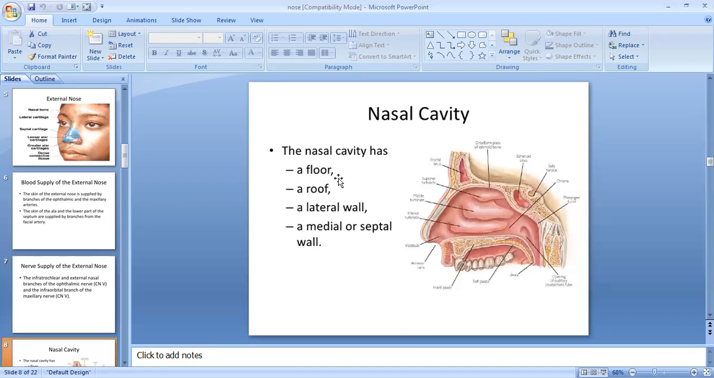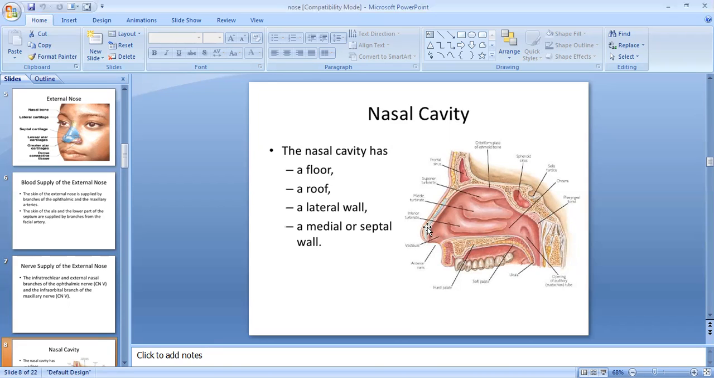What about the interior of the nose, which is known as the nasal cavity? Since it is a cavity, it has a floor, it has a roof. This one is the roof. This is the floor. It has a lateral wall that is visible. This is the lateral wall of the nasal cavity. This one is the roof of the nasal cavity.